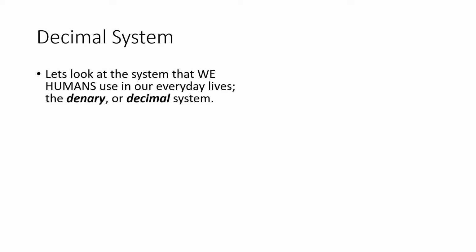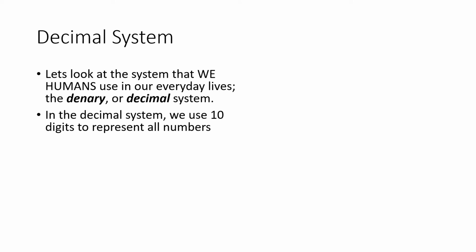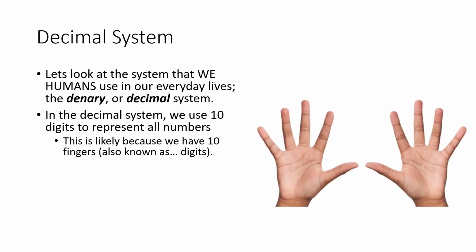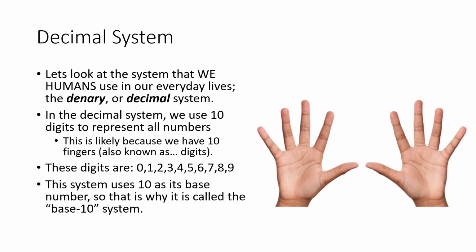However, let's take a look at the system that we use in our everyday lives. And this is the denary, or as it's most commonly known, the decimal system. In the decimal system, we use 10 digits to represent all numbers, and the reason for this is likely because we have 10 fingers. The digits that we use are 0, 1, 2, 3, 4, 5, 6, 7, 8, and 9. And the system uses 10 as its base number, so that's why it's called the base 10 system.